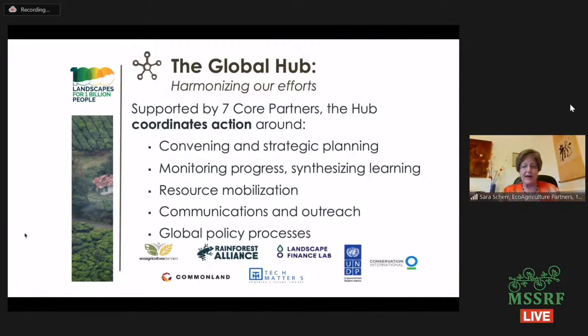Terrasso area. And we now have, in addition to the seven partners, 28 what we call technical partners who are working to support landscape partnerships in different places. We hope the Swaminathan Foundation may soon become one of those. And we're working now with 20 landscape partnerships to co-design and test the interventions.